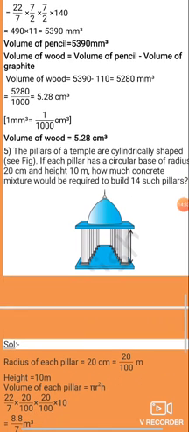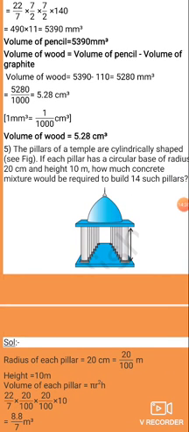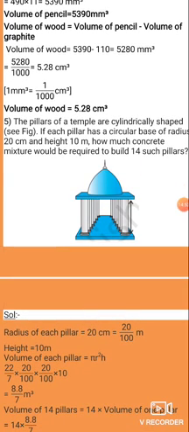So radius is equal to what? 20 centimeter, which is equal to 20 by 100 meter. Height is equal to 10 meter. Then volume is equal to pi r square h. So pi, what? 22 by 7 into what? Radius is equal to 20 by 100 into 20 by 100. Pi r square into h, 10. Now cancel that zeros. At last multiply with, then what we get? 8.8 by 7 meter cube.